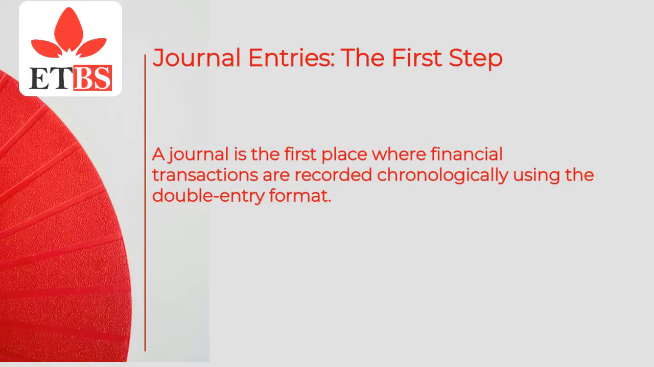Journal entries, the first step. A journal is the first place where financial transactions are recorded chronologically using the double entry format. Example 1. Paying rent, 50,000 naira. In cash. Date, January 2nd. Dr. Rent expense, 50,000 naira. Cash, 50,000 naira. Narration: Being payment of monthly rent. Example 2. Credit sale of goods worth 80,000 naira. Date, January 5th. Dr. Accounts receivable, 80,000 naira. Sales revenue, 80,000 naira. Narration: Being goods sold on credit.